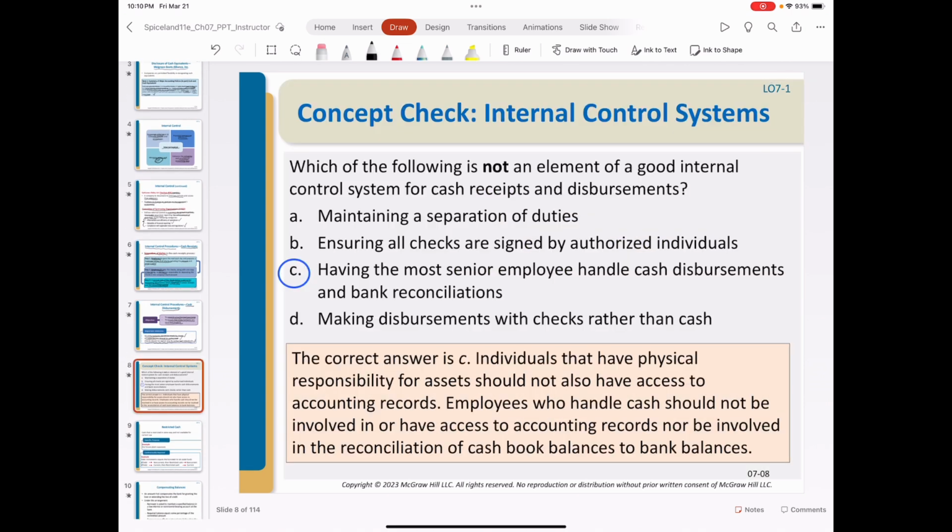So here is a concept check for internal control. The answer is C. It's nothing to do with senior or junior employees. The other three are all correct: separation of duties, the checks are signed by authorized individuals, and the payments must be made with checks rather than cash.